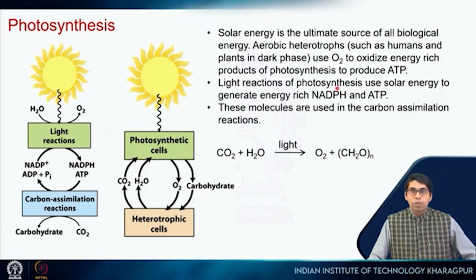Light reactions of photosynthesis use solar energy to generate energy rich NADPH and ATP molecules. These molecules are used in the carbon assimilation reactions. Today we are going to see this first half, the light reactions, and in the next lecture, which will be the last lecture for this week 7, we will see the other reactions. These reactions are typically called the light reactions, and these the dark reactions.